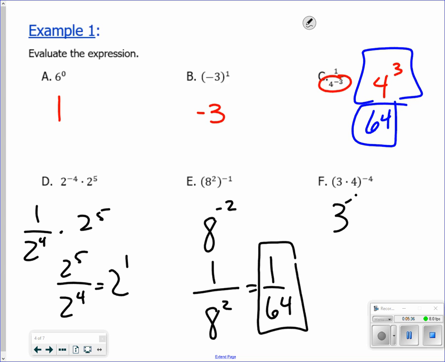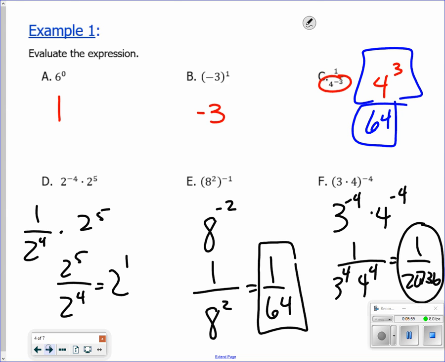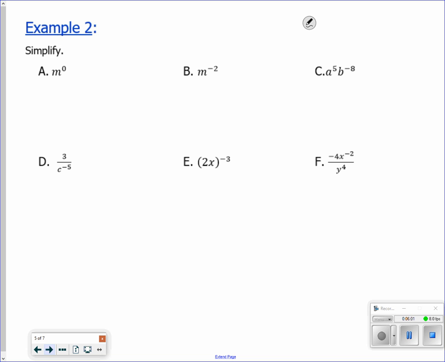So this is 3 to the negative 4th, 4 to the negative 4th. This is 1 over 3 to the 4th, and 4 to the 4th. Now, that is a bigger number here. If they want me to evaluate that particular number, 3 raised to the 4th power times 4 raised to the 4th power would be 20,736. Next one. Anything to 0 powers? 1.